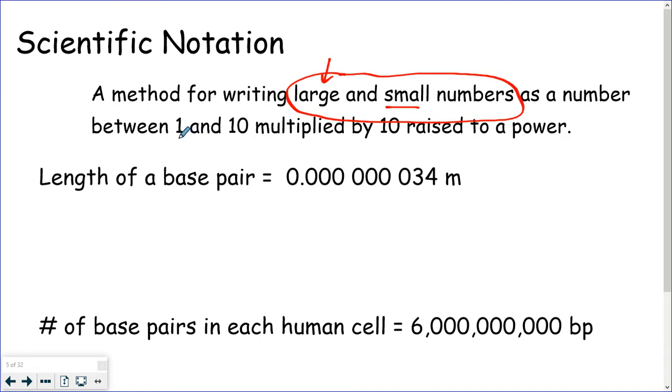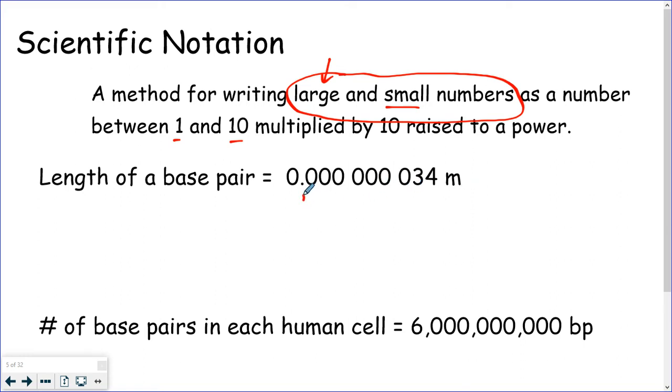And to do that, you write your number as a number between 1 and 10, that's the first part, and you multiply it by 10 raised to a power. So here's the two that are on your note guide. This is a small number. It's the length of a base pair. If you remember in biology, a base pair is the distance across a DNA strand. A, T, C, G, you should remember those, hopefully. It's a really small number here.